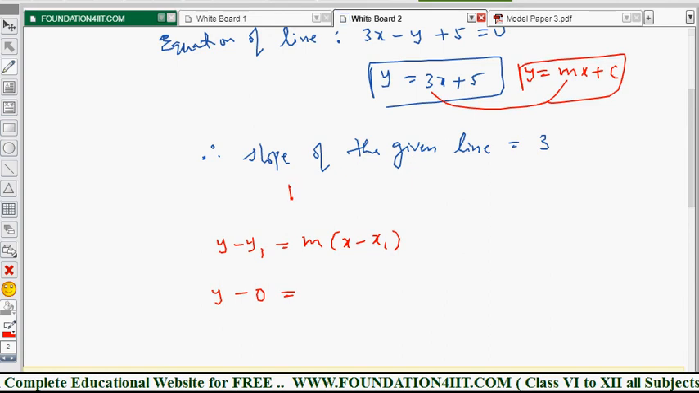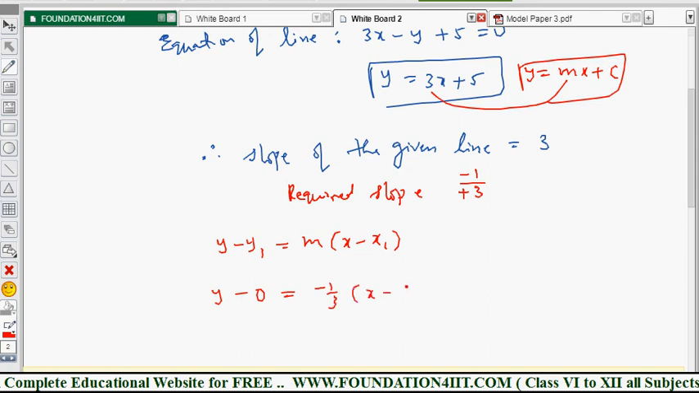Then the required slope: change the sign and take the reciprocal. So minus 1 by 3. That means the slope m is minus 1 by 3.